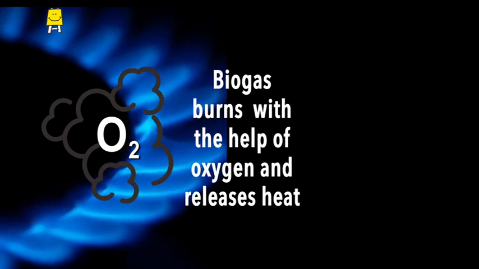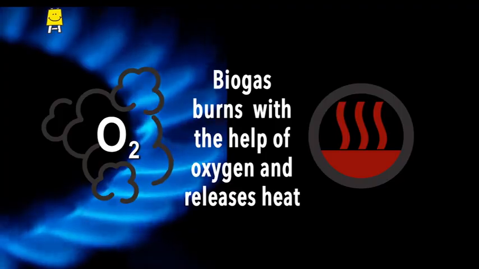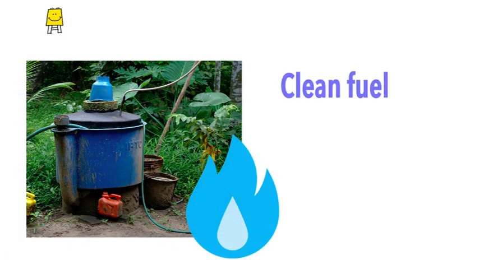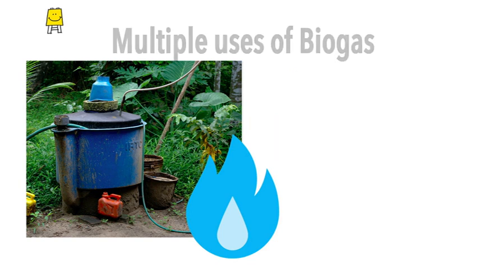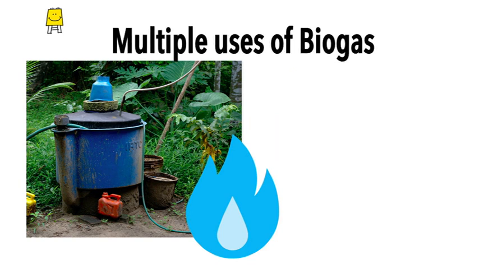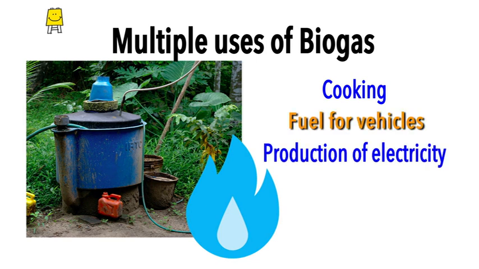This gaseous mixture combines with oxygen when burnt and releases heat. Biogas is a clean fuel and gives off no smoke when burnt. It has multiple uses. Biogas can be used for cooking, running vehicles, production of electricity, and for heating purposes.